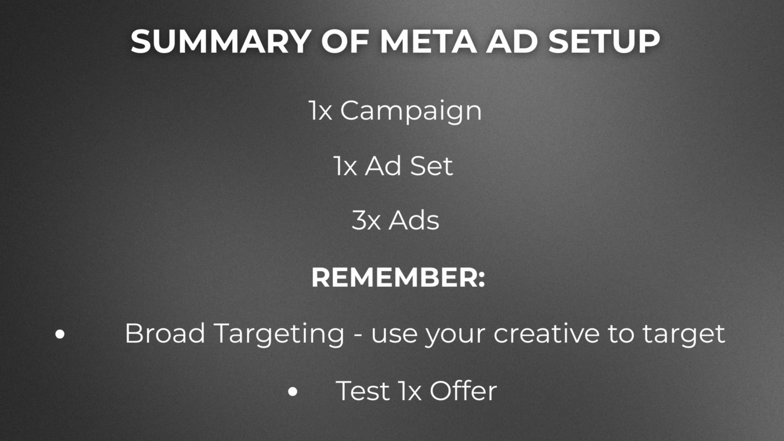So that's it, and just to give you a summary of what you've just seen then, it is 1 campaign, 1 ad set, 3 ads within it, and you need to remember broad targeting only. Meta is consistently and continually removing targeting options. You need to target through your creative. Test 1 offer at a time. If you've got the budget to test 2, that's great. I'd 100% recommend that, but you need to try and figure out what your competitive advantage is and make sure it's different to the other advertisers out there.